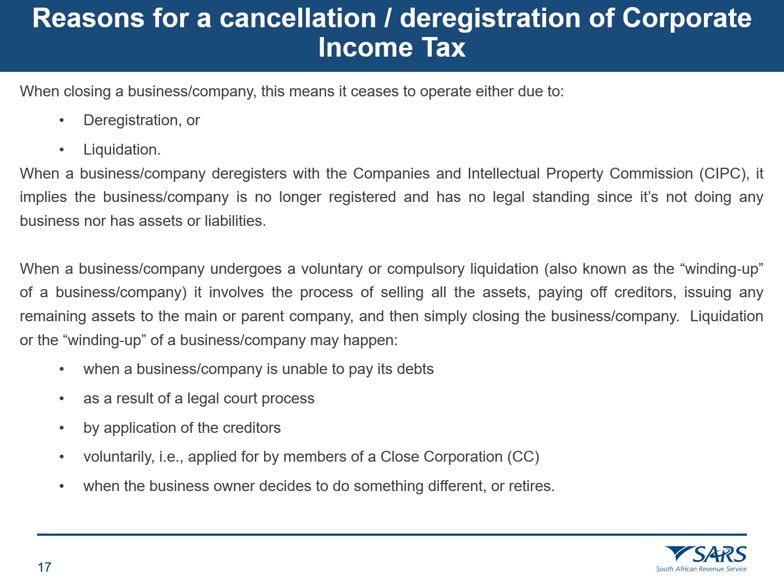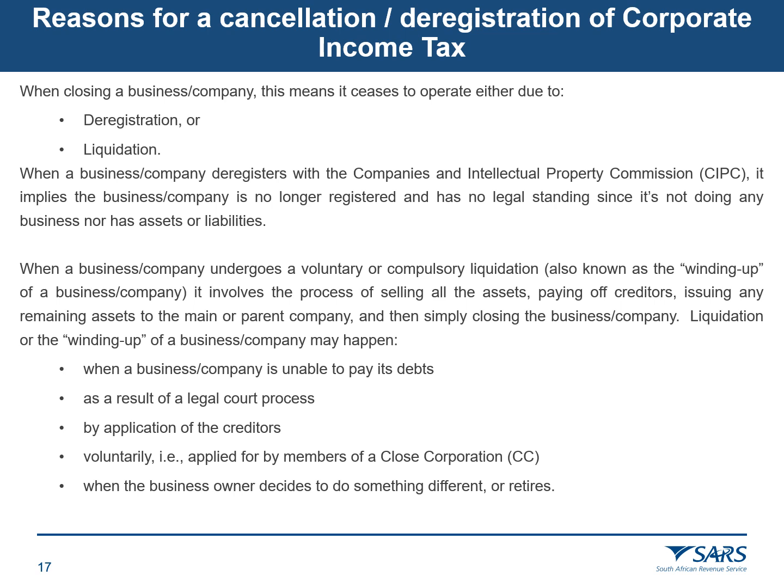When closing a business or company, this means it ceases to operate either due to deregistration or liquidation. When a business or company deregisters with the Companies and Intellectual Property Commission (CIPC), it implies that the business is no longer registered and has no legal standing since it is not doing any business nor has assets or liability. When the business undergoes voluntary or compulsory liquidation, also known as winding up, it involves a process of selling all assets, paying off creditors, issuing any remaining assets to the main or parent company, and then simply closing the business.